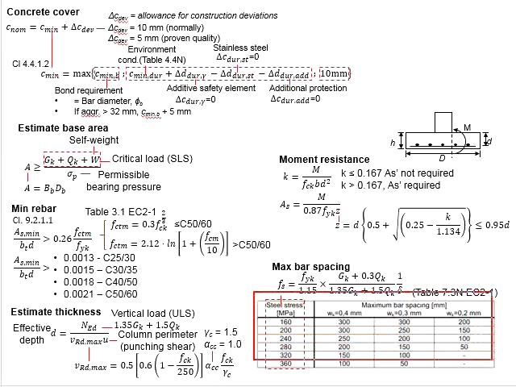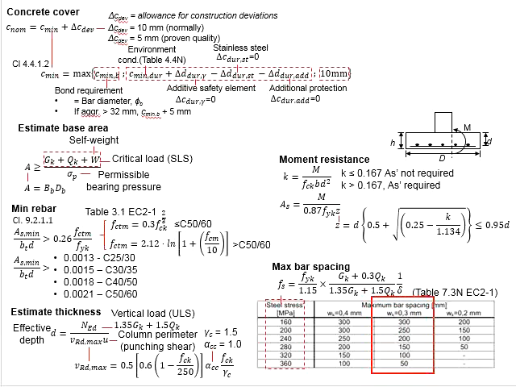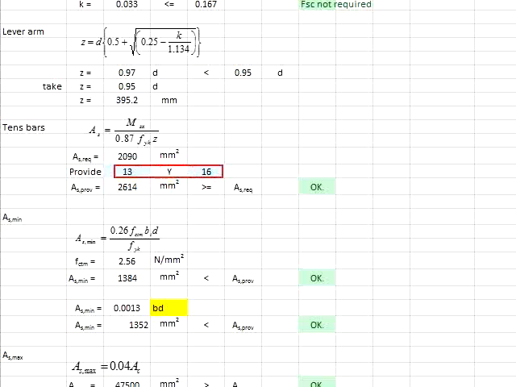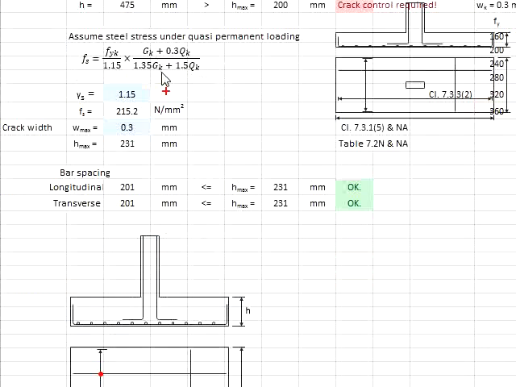215.2. Refer to table 7.3. Interpolate the stress in the steel and you will find your spacing of 231 mm. You are referring to the typical crack width of 0.3 mm. Based on the amount of reinforcement bar provided, which is 13 numbers of Y16 provided along the width of the base of 2.5 meters, the spacing between the reinforcement bars is about 201 mm. This spacing is less than the maximum allowable spacing, therefore the crack is adequately controlled.